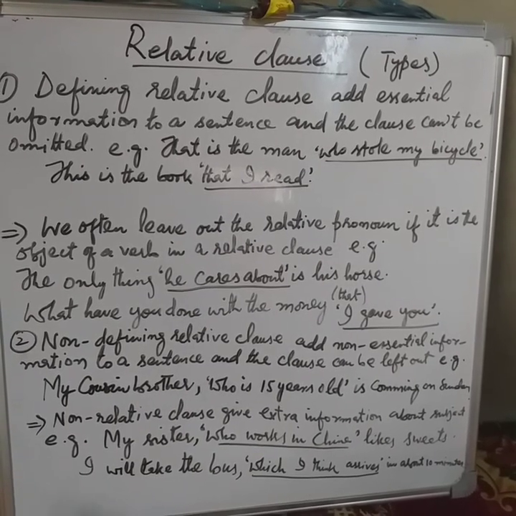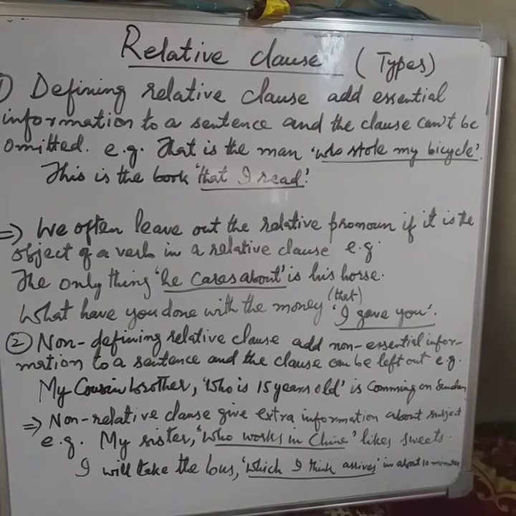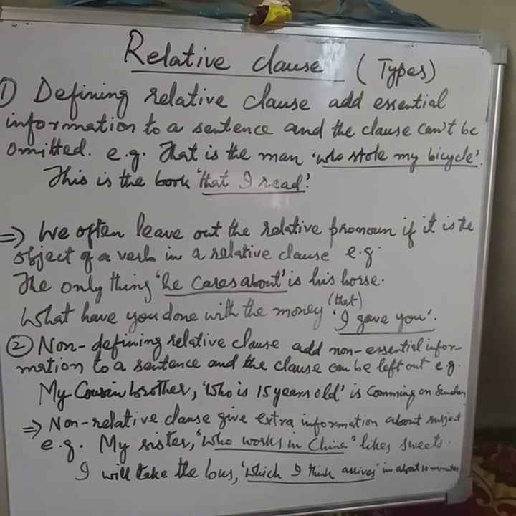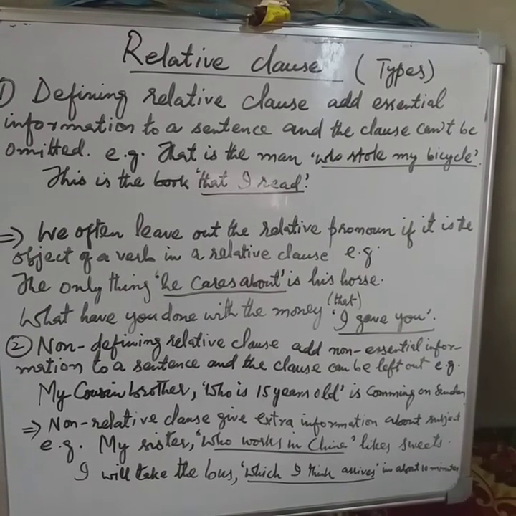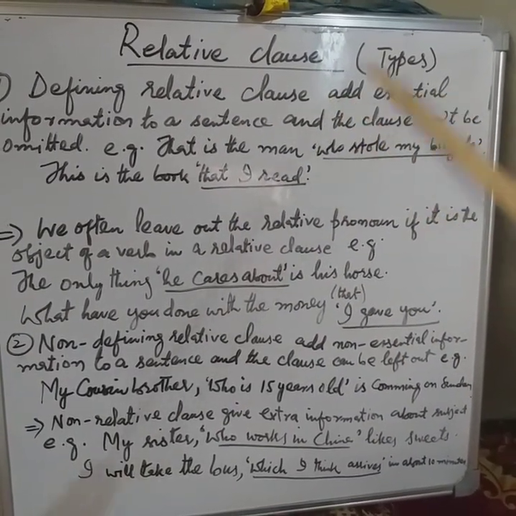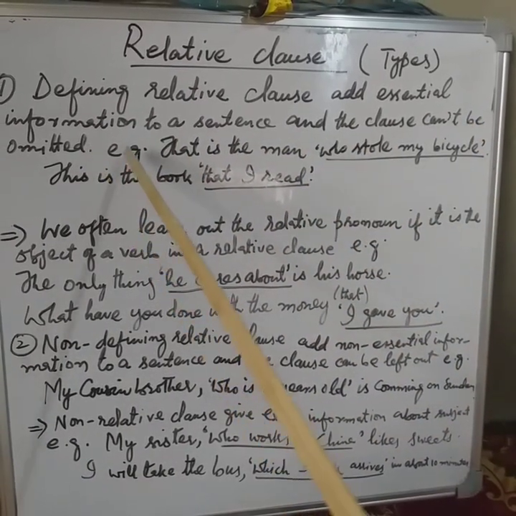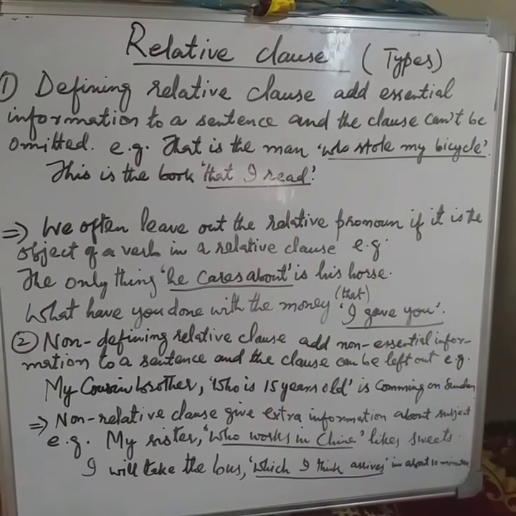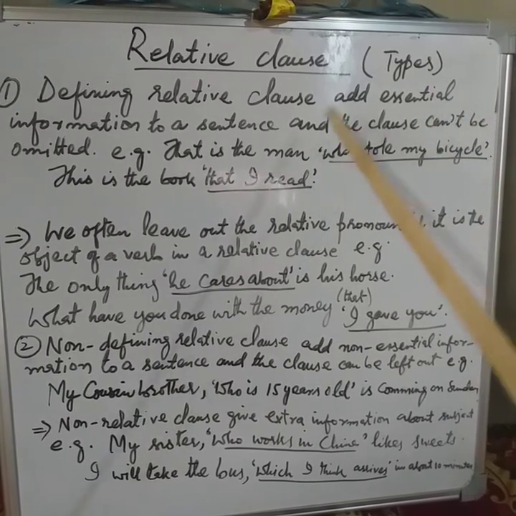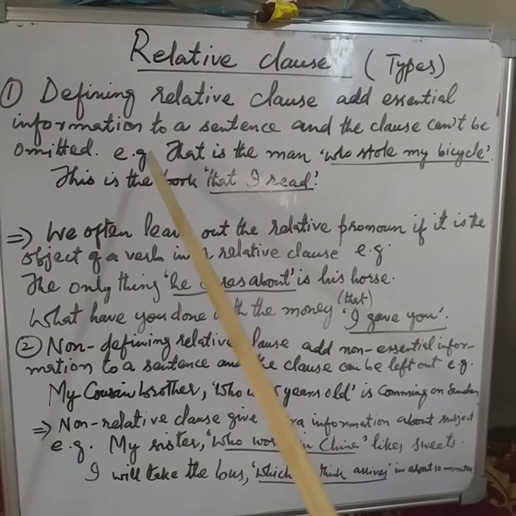Dear students, we have two types of relative clauses. One is called defining relative clause and the second one is called non-defining relative clause. The defining relative clause adds essential information to a sentence and the clause can't be omitted. So here we can say that the defining relative clause adds important information to a sentence and the clause can't be taken out from the sentence.